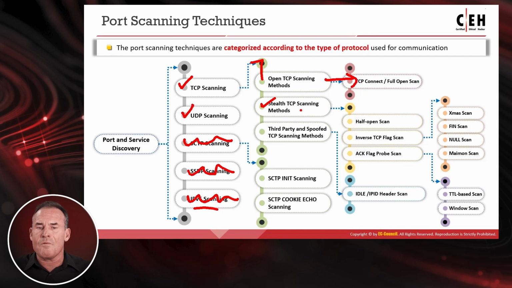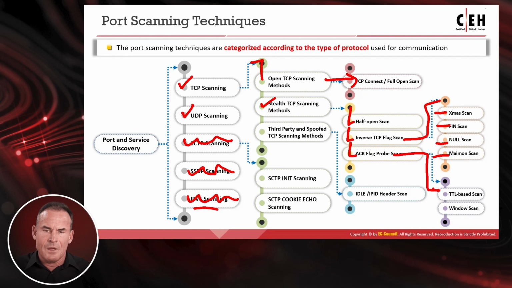Stealth TCP, where you're manipulating the handshake, not doing the full three-way dialogue, is going to require root privilege or administrator system access. That falls into a half-open scan, inverse scans, or ACK flag probe scans. The inverse scans fall into Christmas tree, FIN, null, and Maimon scans, and the ACK flag probe falls into TTL and window scans.